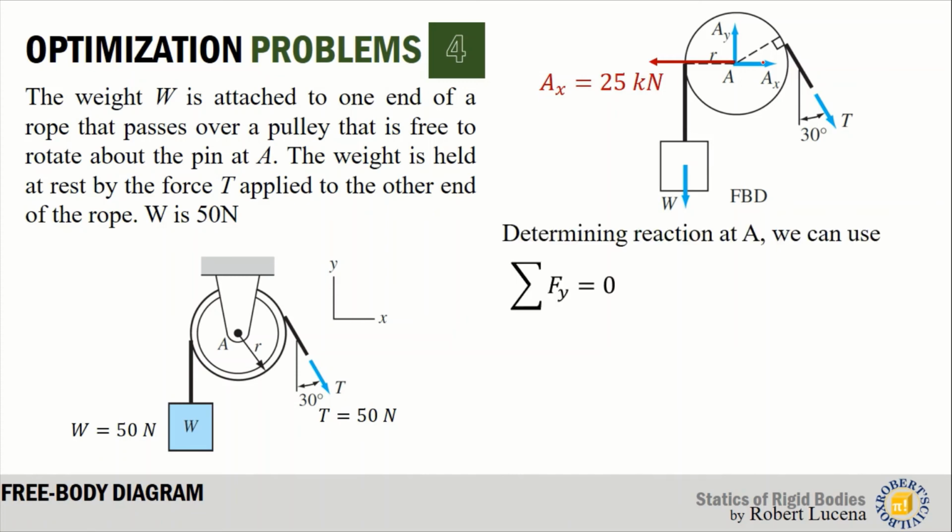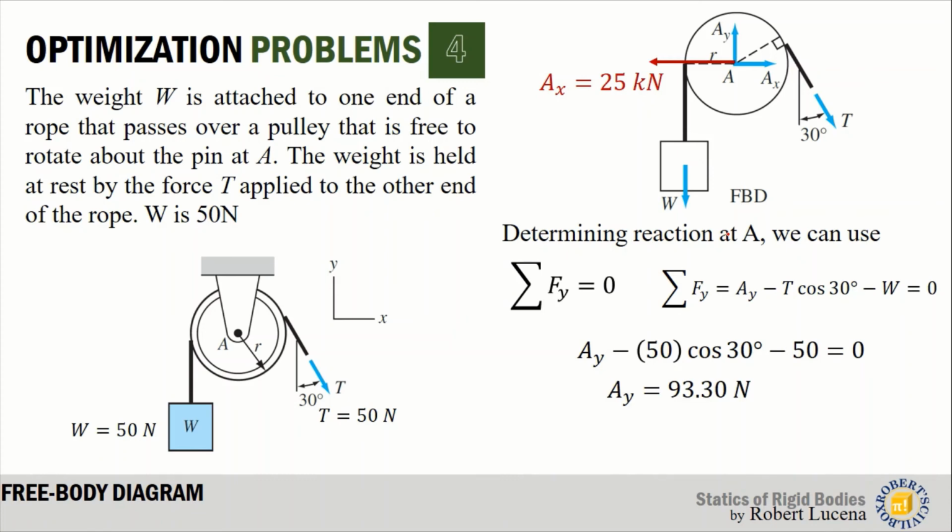So we will use summation of forces along Y equal to 0. And the forces acting along Y are AY minus the Y component of T minus W. And replacing the known values, we can solve for AY equals 93.30 Newton. And since we get a positive value, our assumption for the direction of AY is correct.